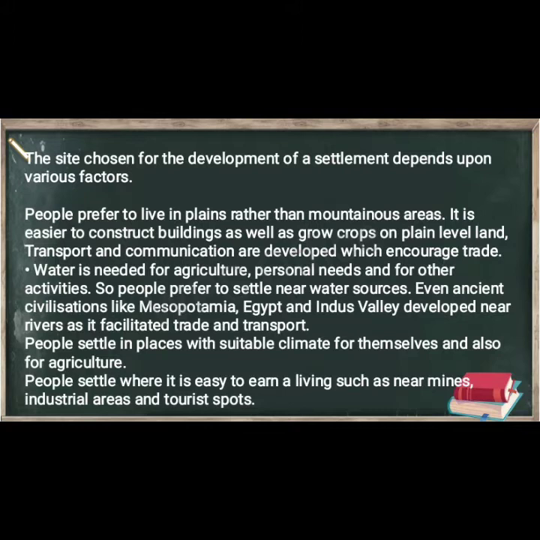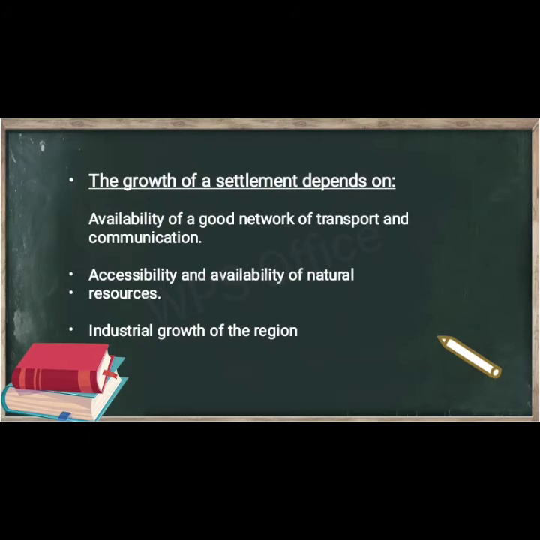Students, people settle in places with a suitable climate for themselves and also for agriculture. People settle where it is easy to earn a living, near the mines, industrial areas and tourist spots. Moving ahead, the growth of a settlement depends on various factors. The first is the availability of a good network of transport and communication. Second is accessibility and availability of natural resources at that place. And the last is the industrial growth of the region.